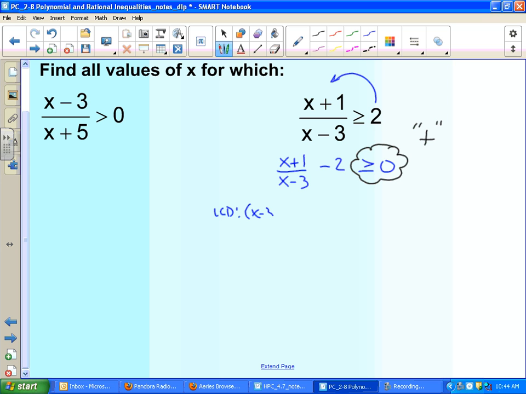What's my common denominator here? Good, it's x minus 3. That means I'm going to have to take the original problem and leave it alone. But 2 is going to have to multiply by my common denominator on the top and bottom so that I create 2 denominators of x minus 3.